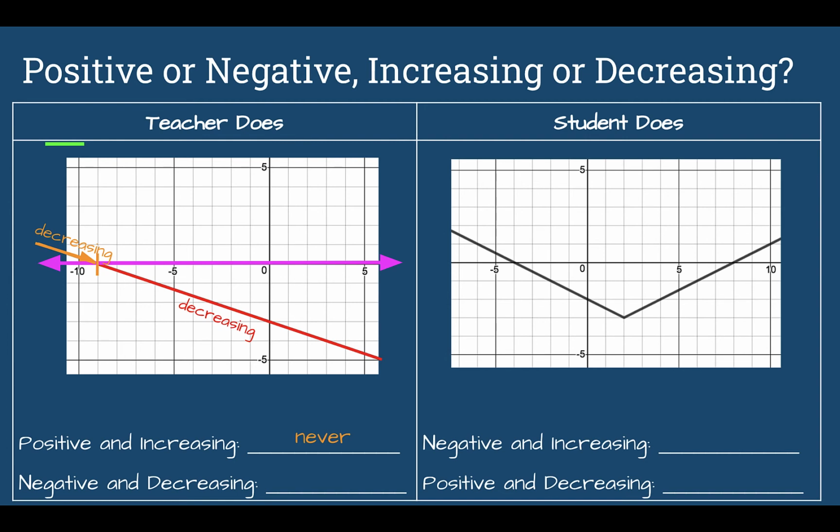While it's decreasing the whole time, it doesn't start being negative until -9. So then it's decreasing after that, and since we don't know where it ends, we're not going to put the other boundary. So our interval here would be x is greater than -9, meaning anytime after -9, it is negative and decreasing.